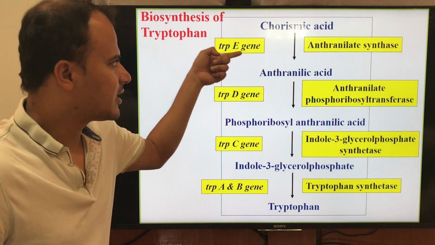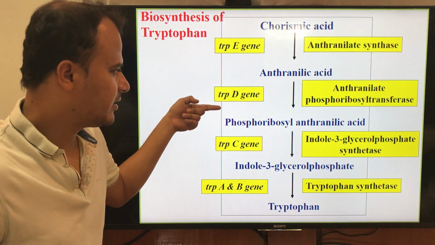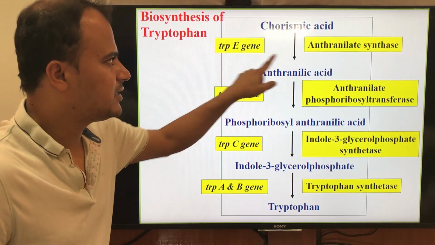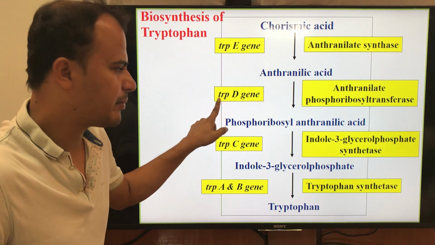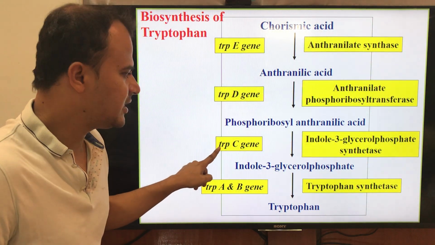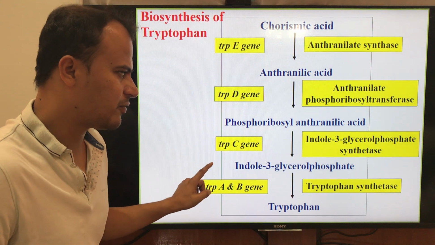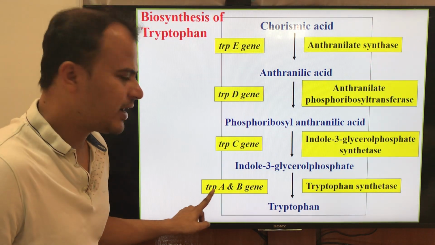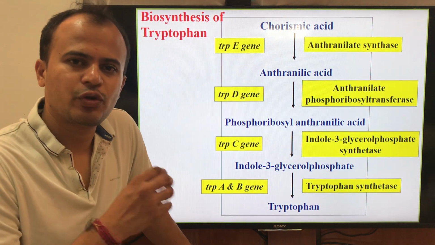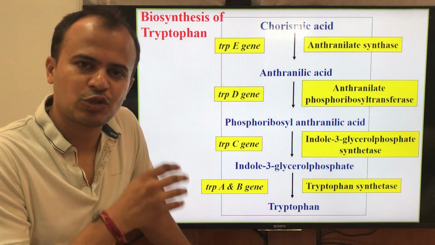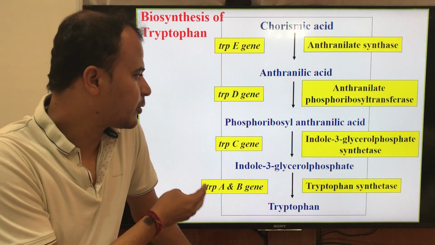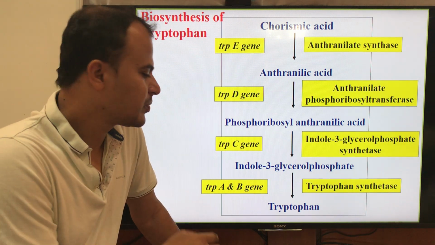So the corresponding gene names are given in this rectangle. The trpE gene codes for anthranilate synthase, the trpD gene codes for anthranilate phosphoribosyl transferase, the trpC gene codes for indole 3-glycerol phosphate synthetase, and the trpA and trpB genes code for tryptophan synthetase. So the bacteria has to express four different proteins. It has to express 5 genes.